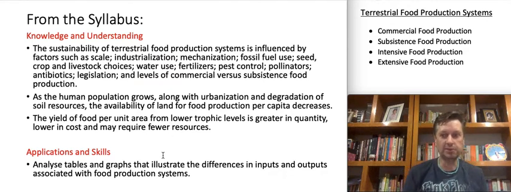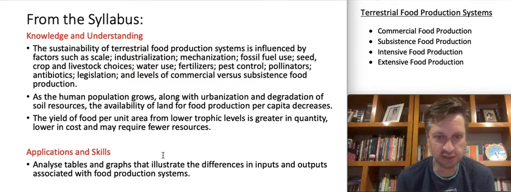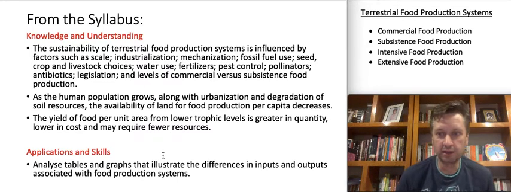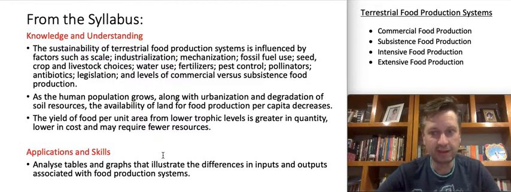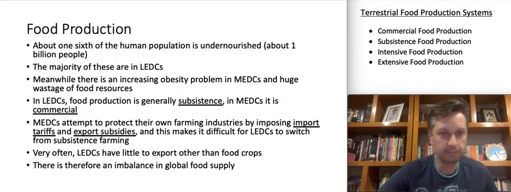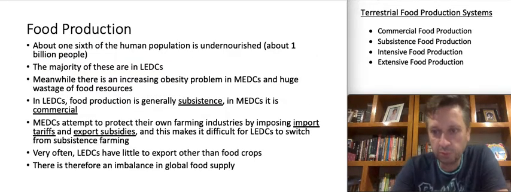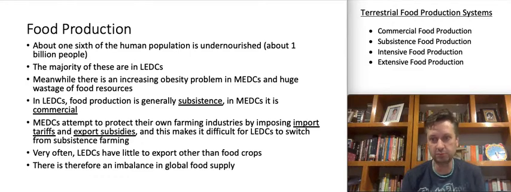In terms of applications in this one, the IB just says we need to be able to analyse tables and graphs that illustrate differences in inputs and outputs associated with these food production systems. In other words, we need to be able to apply these ideas to systems diagrams. Again, I think that's something for the classroom rather than something I'll go through in this particular video. Okay, so putting this together, as an introduction, I just put a few ideas on this slide about food production systems in general.